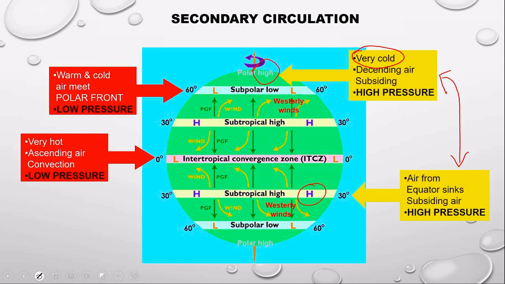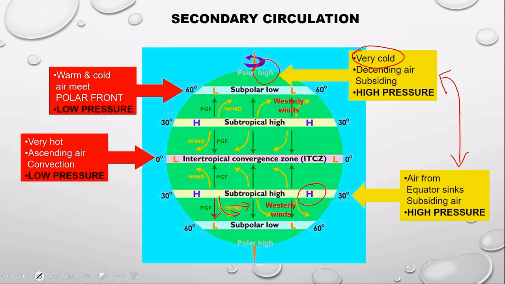In the westerly wind belt, you get wind that was supposed to move from a subtropical high pressure towards a subpolar low pressure. Look at the pressure gradient force. There it is, from a subtropical high pressure to a subpolar low. But it was deflected to the left in the southern hemisphere. Now it ends up moving from west to east. Hence you call it the westerly winds, okay?